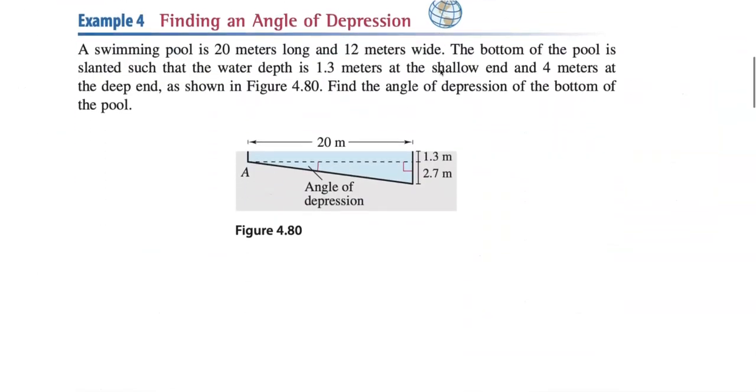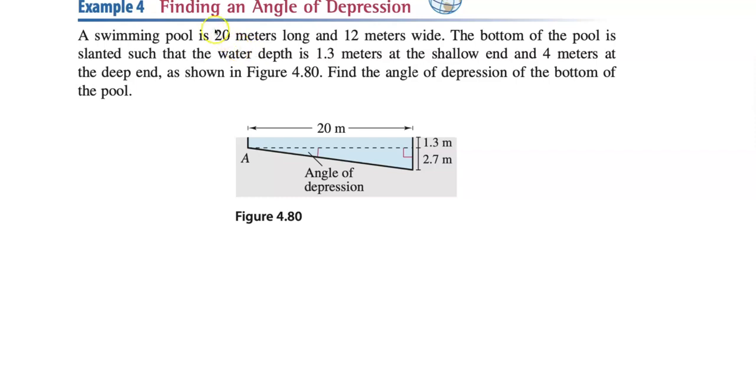The next one, they want to find the angle of depression. A swimming pool is 20 meters long and 12 meters wide. The bottom of the pool is slanted such that the water depth is 1.3 meters, like right there, at the shallow end, and it is 4 meters at the deep end. So like 1.3, with the whole thing being like 4 meters high. Find the angle of depression at the bottom. So really all we care about is this triangle right here. That's the only thing we care about.